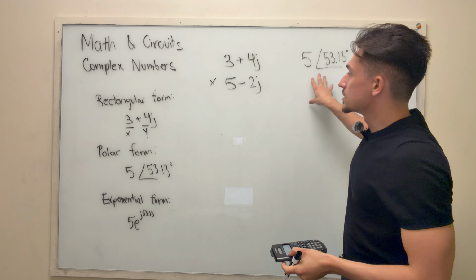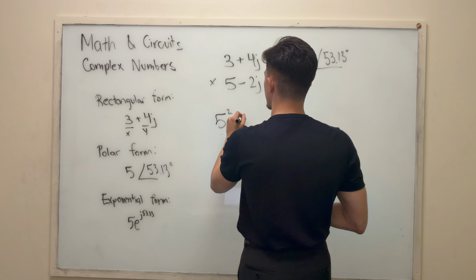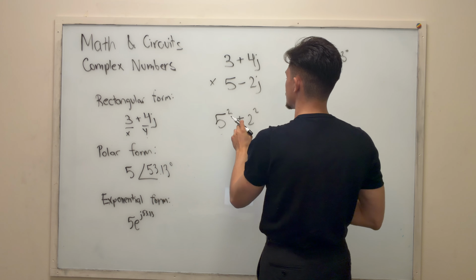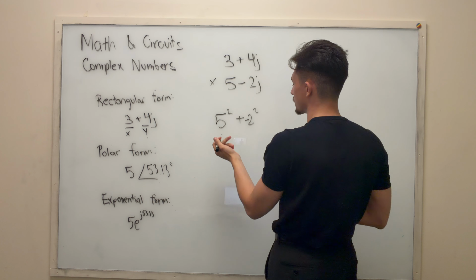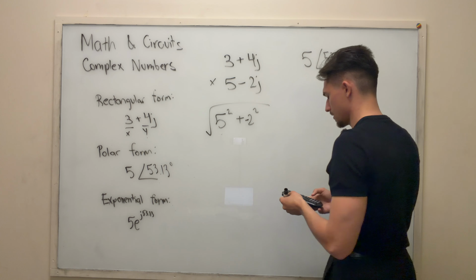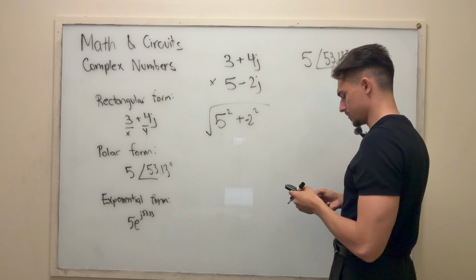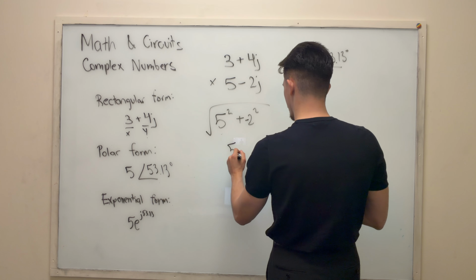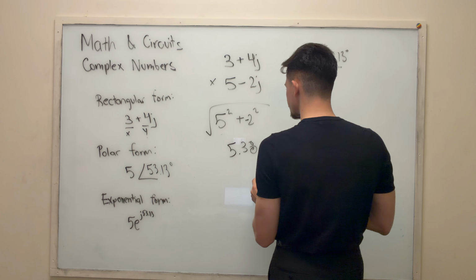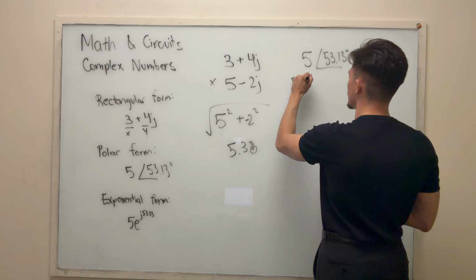And then what we want to do is now we want the polar form of this, right? So remember the equation we used: we add the negative 2 squared, so negative 2 squared will give us a positive, and then we take the square root of that. So we would do 5 squared plus 2 squared, square root of that, which gives us 5.38.